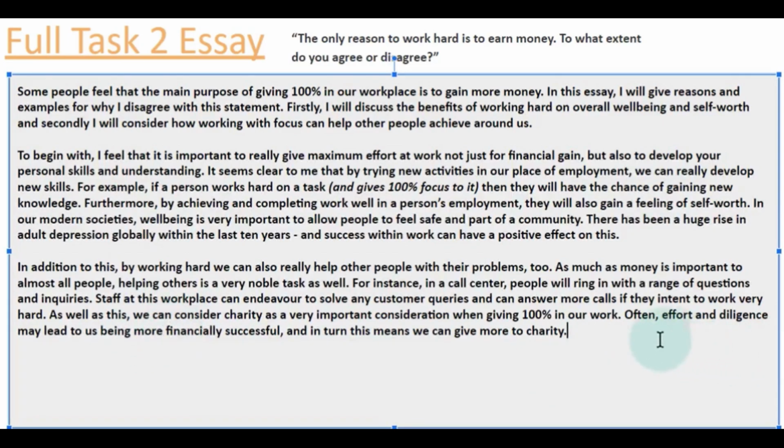So let's just read this back. I think I'll make this my last sentence here. So really, when talking about charity, I've kind of summed it up in just 2 sentences instead of the usual 3 or 4. As well as this, we can consider charity as a very important consideration when giving 100% in our work. Often, effort and diligence may lead us to being more financially successful. And in turn, this means we can give more to charity.